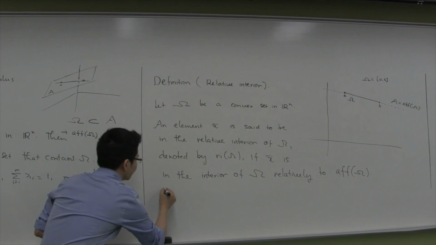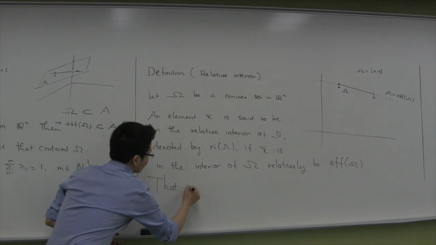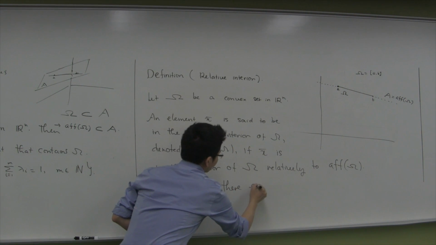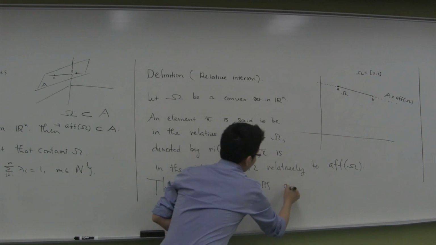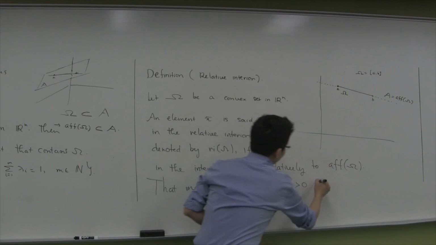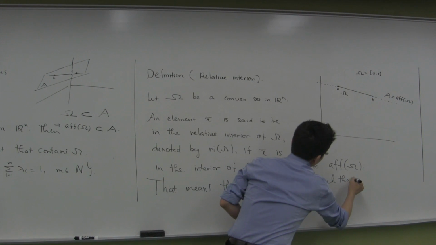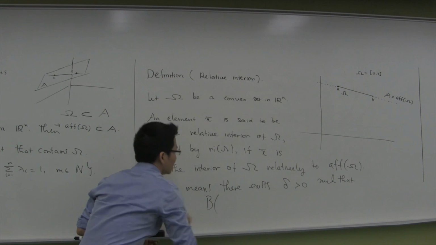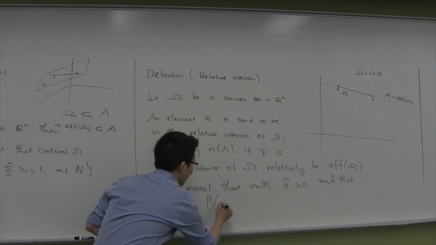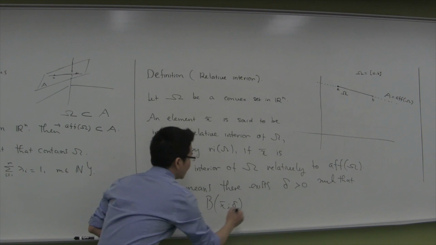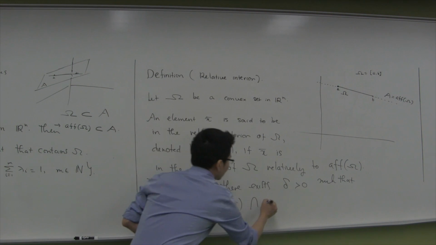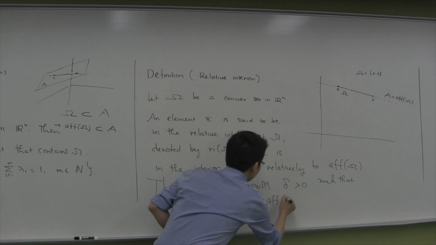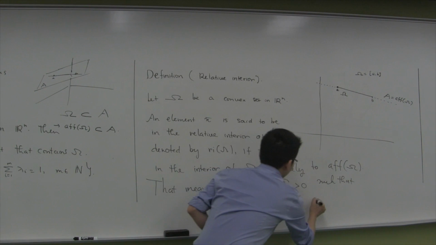That means there exists delta greater than 0 such that the intersection of the ball centered at x bar and radius delta and the affine set generated by omega here is a subset of omega.